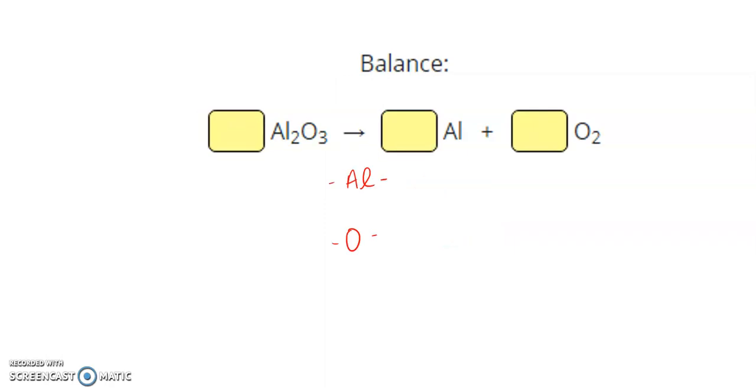For this one, we have Al2O3 yields Al plus O2. I went ahead and listed my elements under the arrow. Now I'm going to count my atoms on each side. I had 2 aluminum, 3 oxygen on the left or reactant side of the arrow, 1 aluminum, and 2 oxygen on the product side.